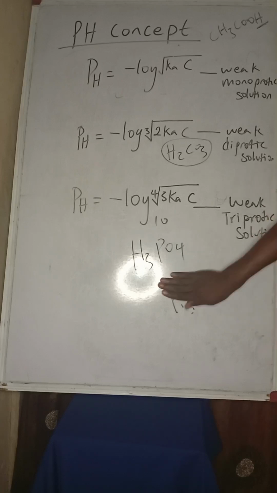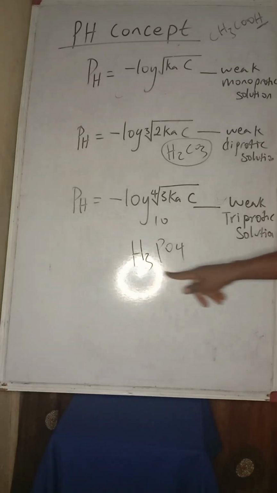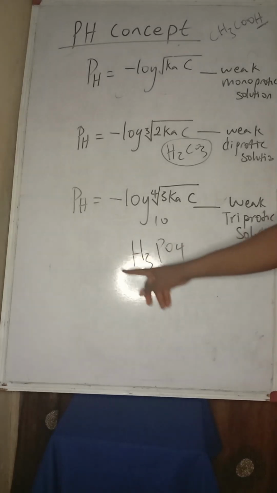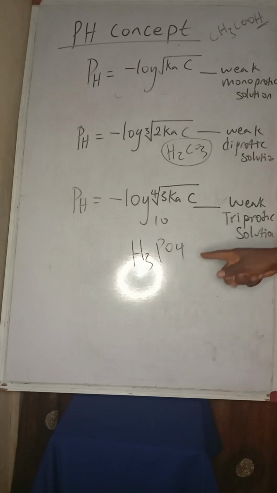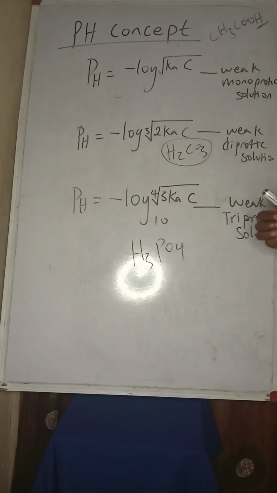This type of solution, to calculate the pH for H3PO4, not H3PO3, we use something like this. So when you come across all these kinds of solutions in a question, you quickly solve it.